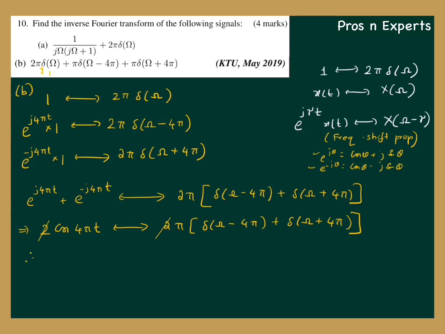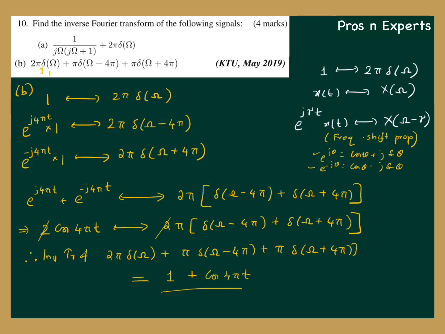Therefore, the inverse transform of 2 pi del of omega plus pi into del of omega minus 4 pi plus pi into del of omega plus 4 pi will be equal to, what is the inverse of 2 pi del of omega? That is 1. So I can write 1 plus, what is the inverse of this whole thing? That is obtained as cos 4 pi t. So 1 plus cos 4 pi t. It is the final answer.